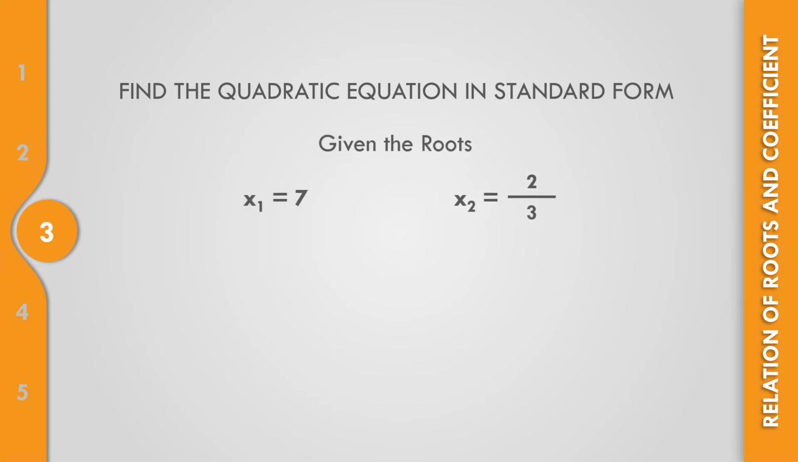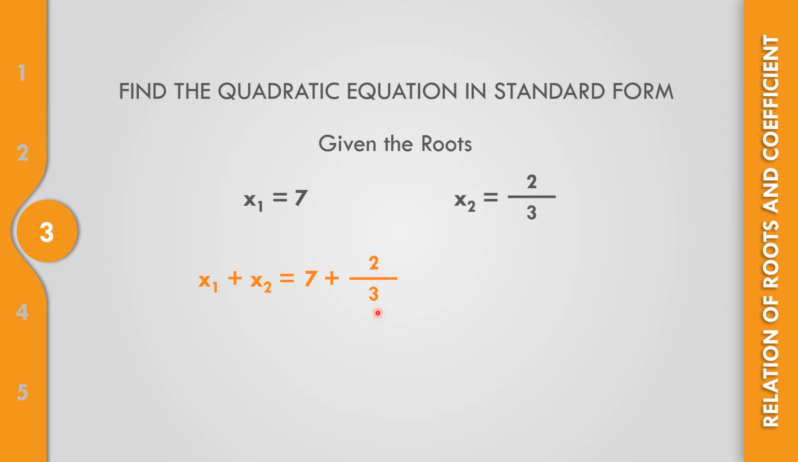How about example number 3? If the given are the roots, let us find the quadratic equation in a standard form. The first root is 7, and the second root is 2 over 3. First, we need to add the two roots, first root plus the second root. So copy 7 plus 2 over 3.